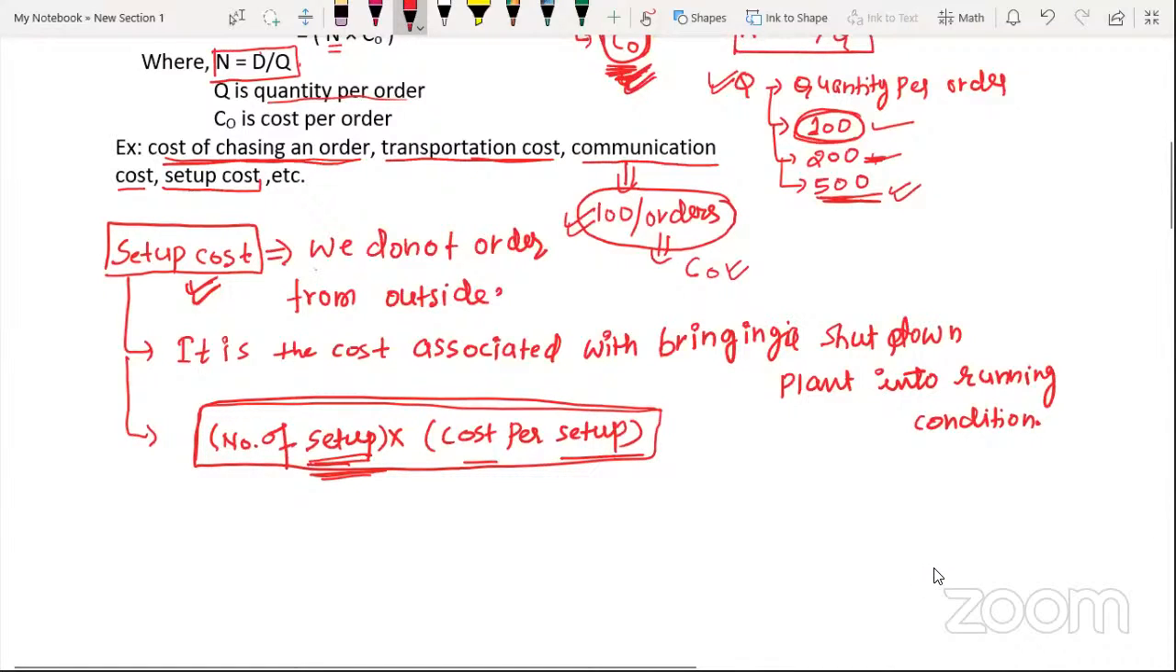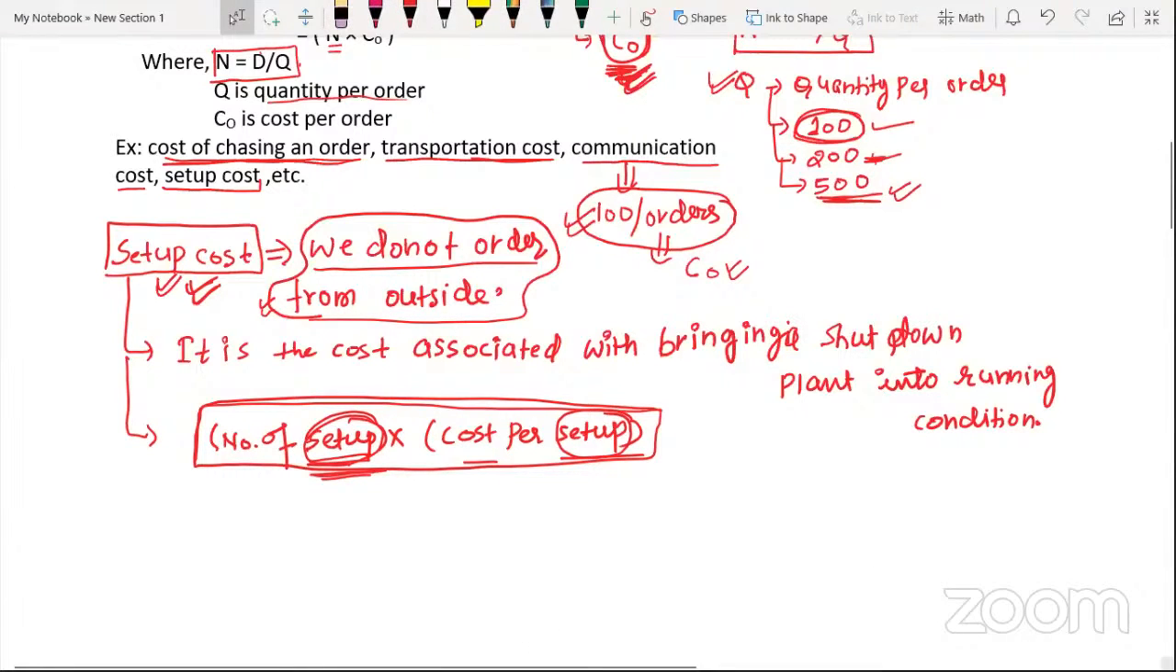The only difference is that we do not order anything from the outside. We just produce everything in our plant. The cost of arranging the labor, the cost of arranging the machines, everything will be under setup cost only. It is number of setups into cost per setup, and in ordering cost it is number of orders into cost per order. So just like ordering cost, we have got setup cost.